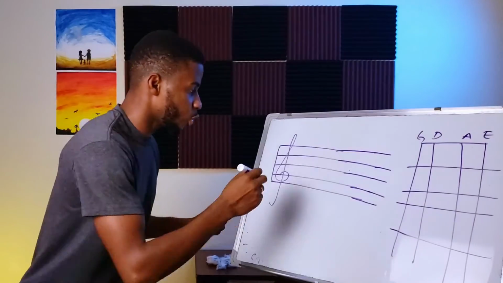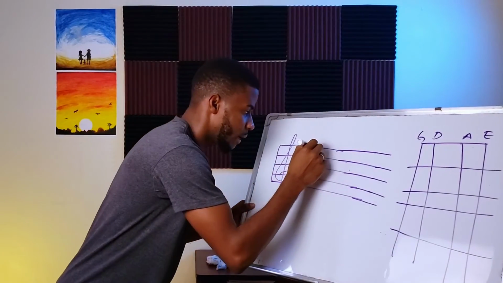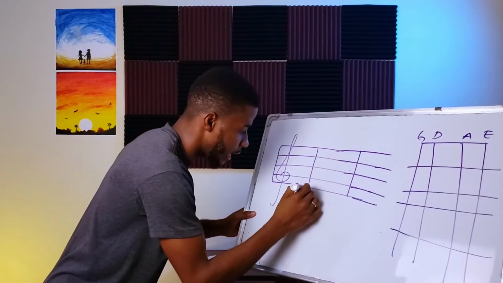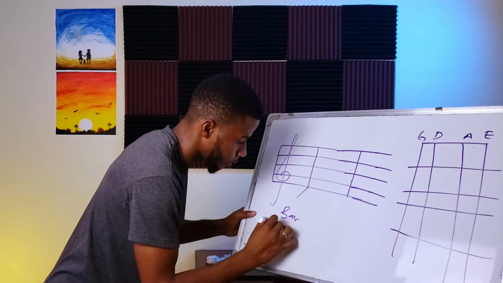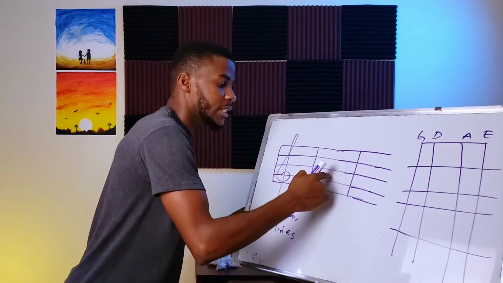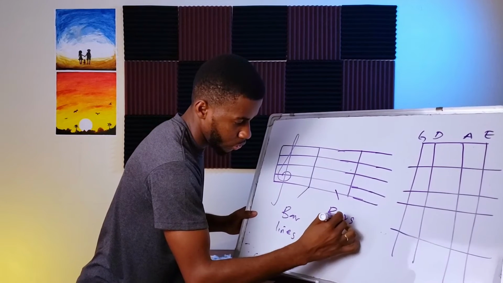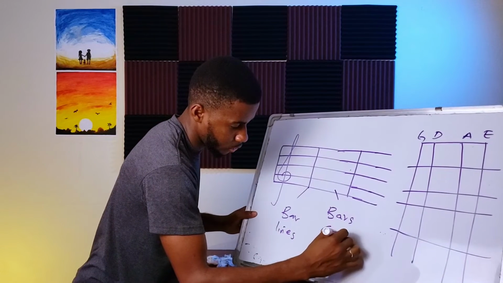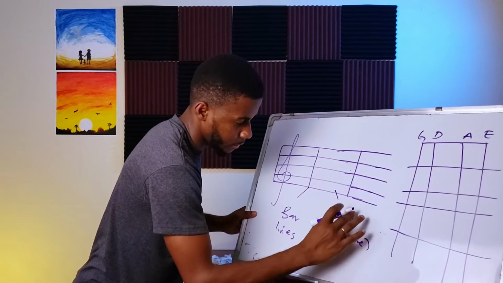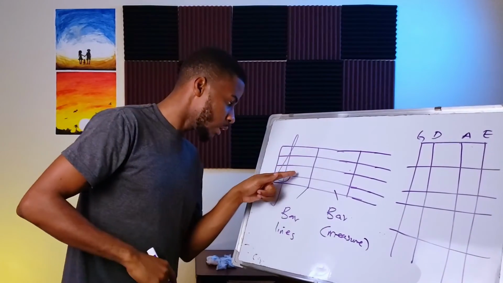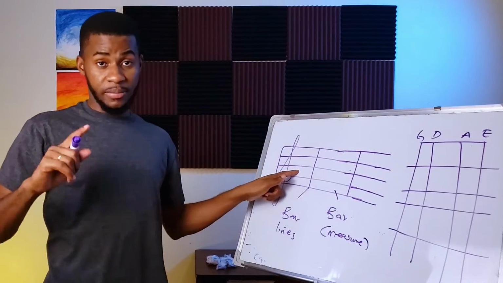I also want you to know that the staff can be divided by vertical lines into equal sections, and we call these lines bar lines. And the spaces between each of these sections we call bars or measures. So this is a bar, also called a measure. Good. So that's G, that's A, which is the same thing as our A string.